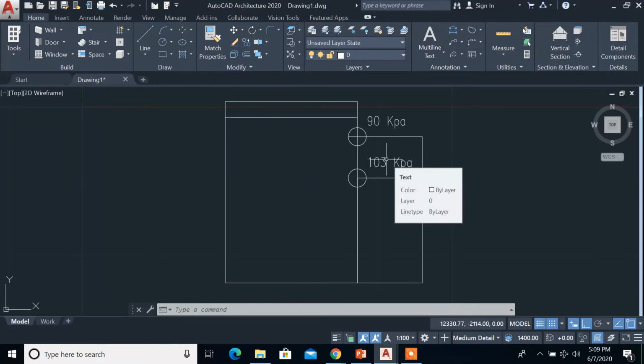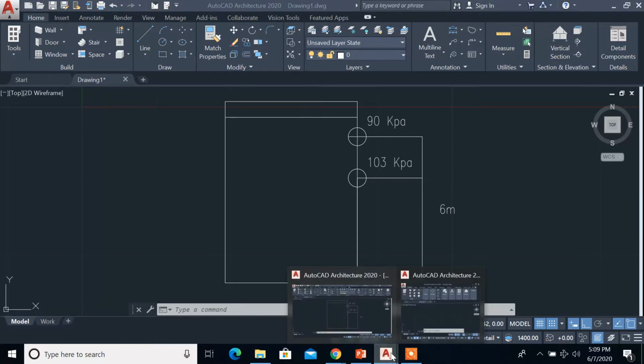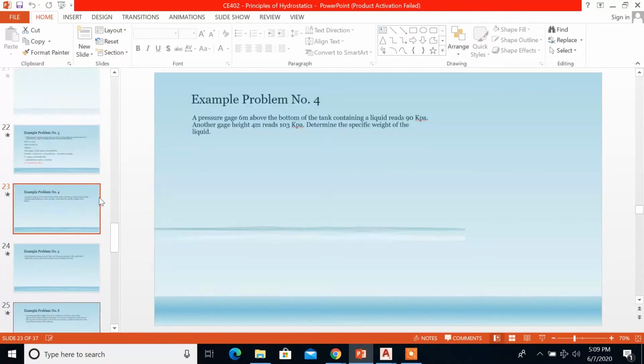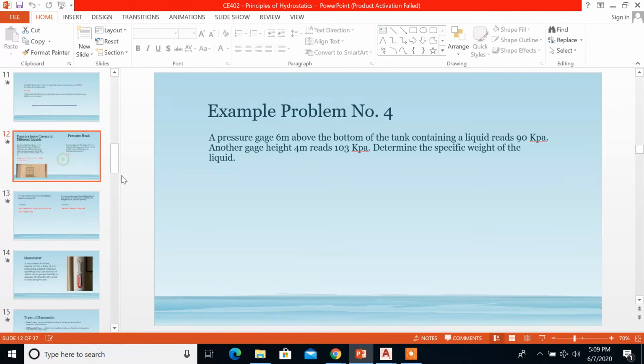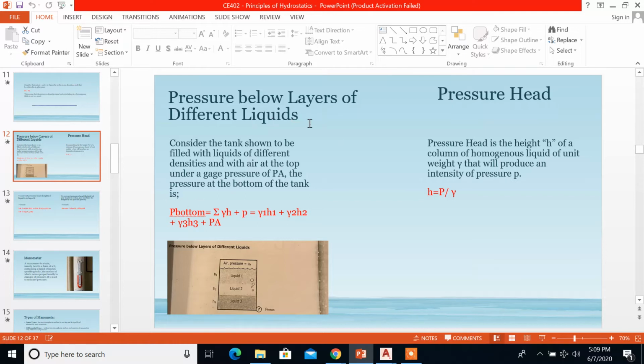Based from the theory or principles of hydrostatics, balik tayo dito. So, pressure below layers of different liquids. Consider the tank shown to be filled with liquids of different densities and with air at the top. Yung sa atin, merong air at the top. Under a gauge pressure of PA, the pressure at the bottom of the tank is P bottom. P bottom equivalent to summation of gamma H. Applicable ito kapag ang kinukuha natin is yung total pressure sa bottom.